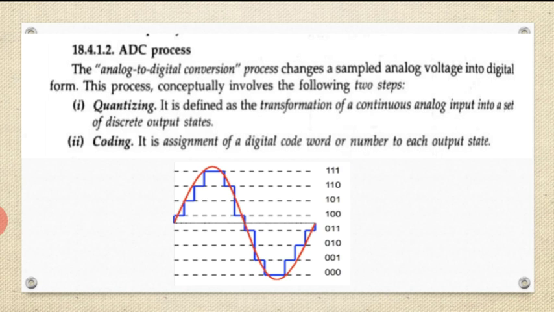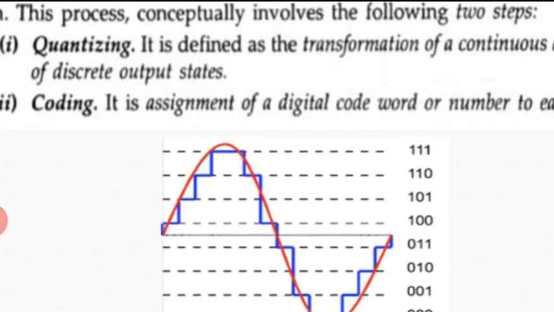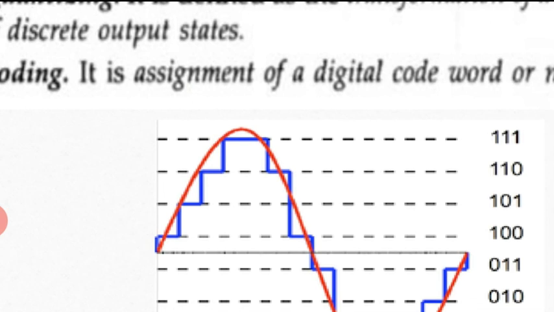The first is called quantizing and the second is called coding. First, it quantizes the continuous analog signal into a set of discrete output states, as shown in the figure. If you look at this figure, the analog form is discretized. The second step is coding, which is the assignment of a digital code. Each output state is assigned some word or number, done in digital form.